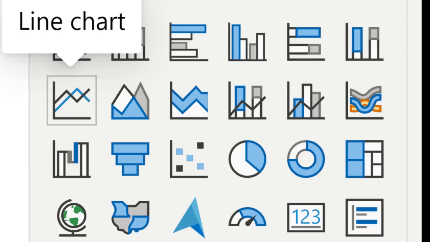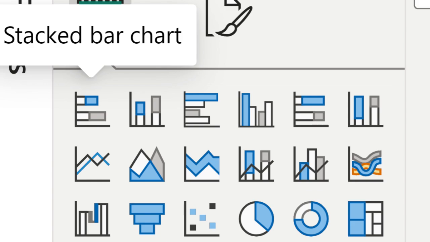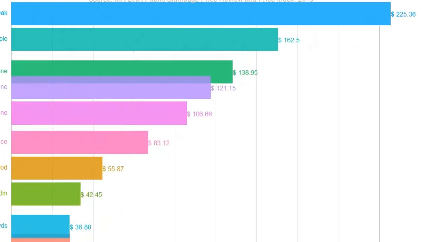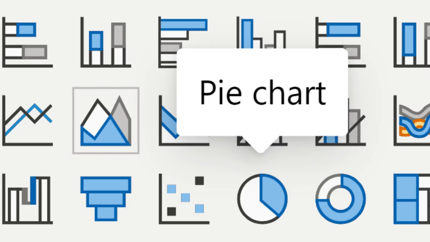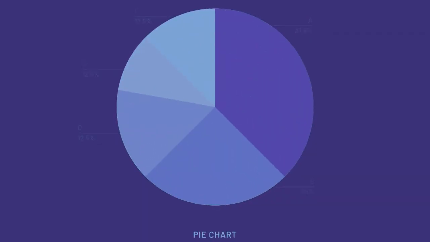Line chart, ideal for showing trends over time. Imagine it as a journey, with a line tracing the path. Bar chart, perfect for comparing values across categories. Think of it like a race, with each bar representing a competitor. Pie chart, great for visualizing the composition of a whole. Picture it as a delicious pie, with each slice representing a different flavor.